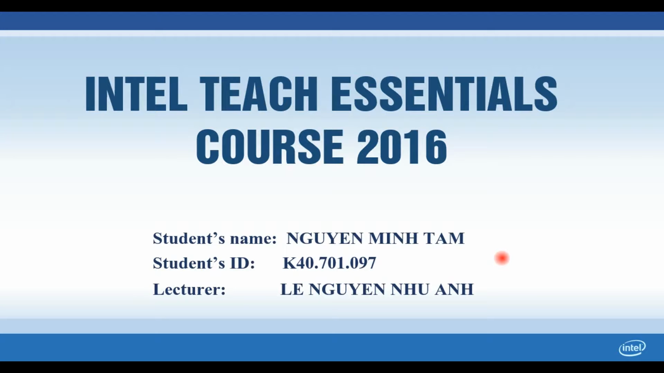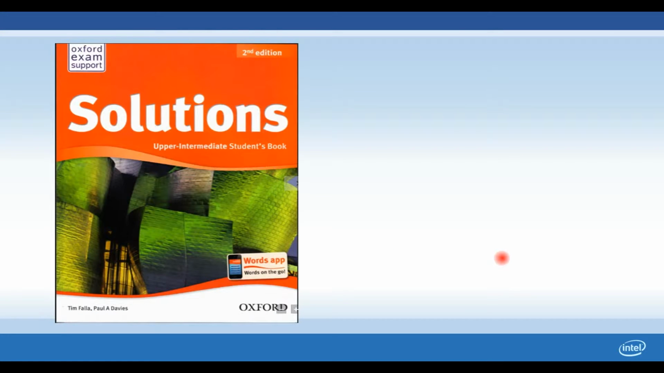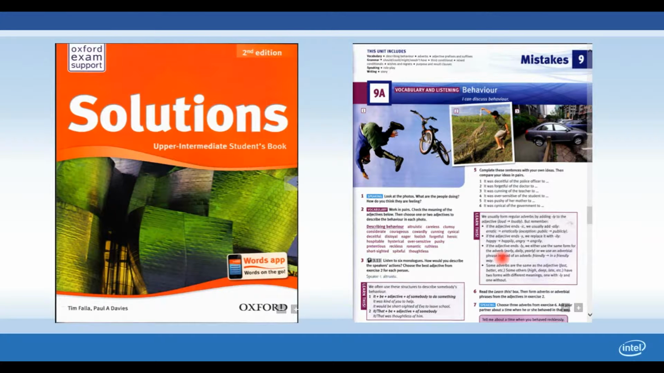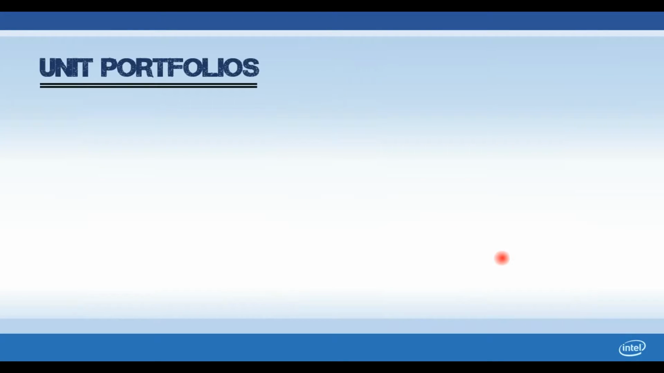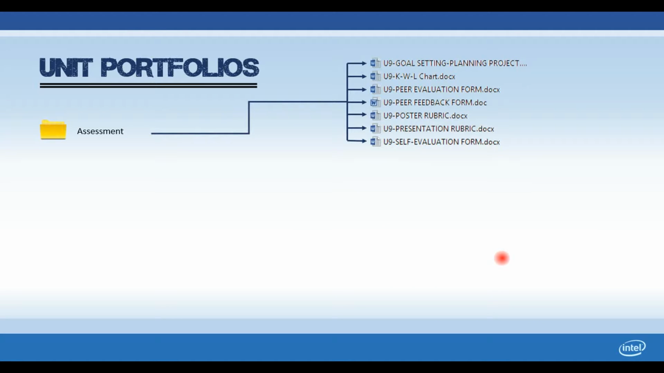by lecturer Nguyen. The book I work on is Oxford Solutions Upper Intermediate 2nd edition. I am in charge of Unit 9, which is titled Mistakes. And the unit portfolio today consists of 4 folders, as shown on the screen. First of all is assessments.